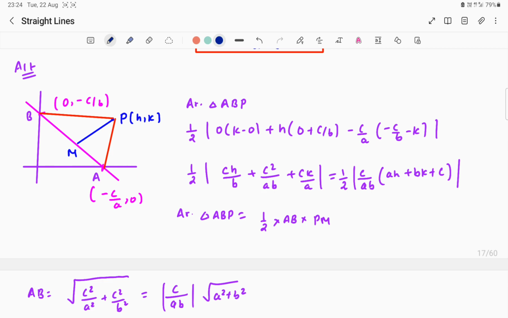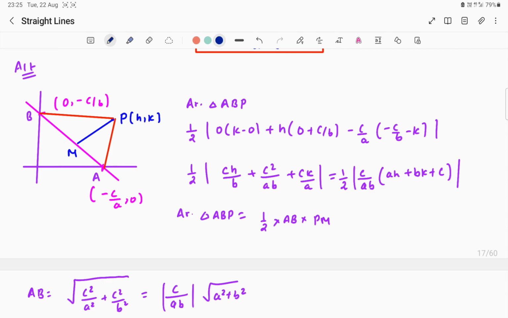Imagine that the line equation is ax plus by plus c equal to 0. So you convert this equation into the intercept form. If you remember the conversion, send the constant to the right side and divide by that constant along with the sign to ensure that the right side is 1. So we get x by minus c by a plus y by minus c by b is equal to 1. So the x intercept is minus c by a comma 0, the y intercept is 0 comma minus c by b. And let's say P is the point h comma k.